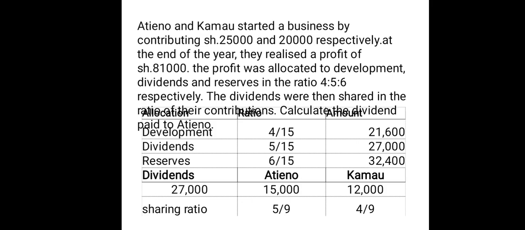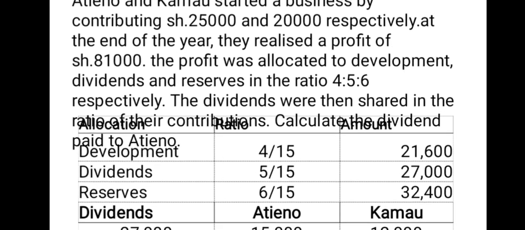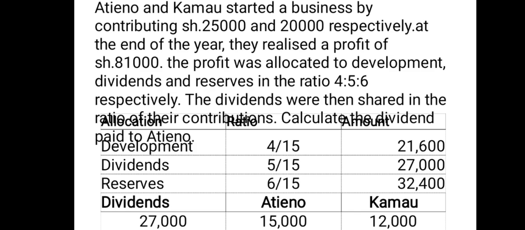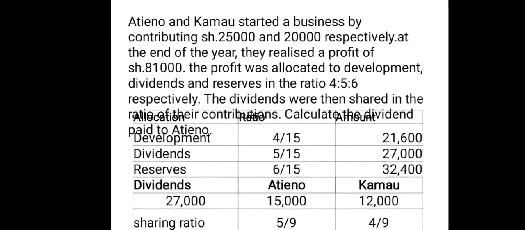Atieno and Kamau started a business by contributing 25,000 and 20,000 shillings respectively. At the end of the year, they realized a profit of 81,000. The profit was allocated to development, dividends, and reserves in the ratio of 4 to 5 to 6 respectively. The dividends were then shared in the ratio of their contributions. Calculate the dividend paid to Atieno.